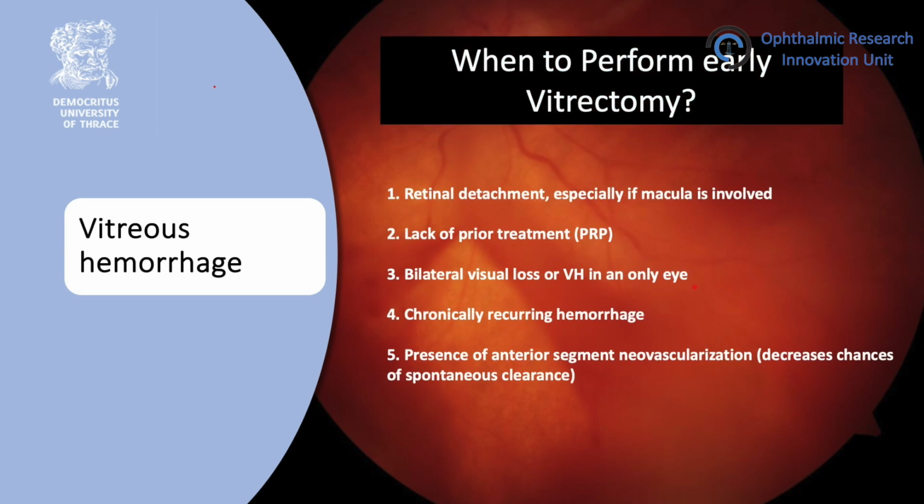Several factors influence the decision to perform early vitrectomy. 1. When there is evidence of retinal detachment on B-scan, especially if the macula is involved, as mentioned earlier. 2. When there is no prior treatment with panretinal laser photocoagulation. 3. In cases of bilateral visual loss because of vitreous hemorrhage or when there is vitreous hemorrhage in an only eye. 4. In cases of chronically recurring hemorrhage. 5. In the presence of anterior segment neovascularization, as it decreases the chances of spontaneous clearance.